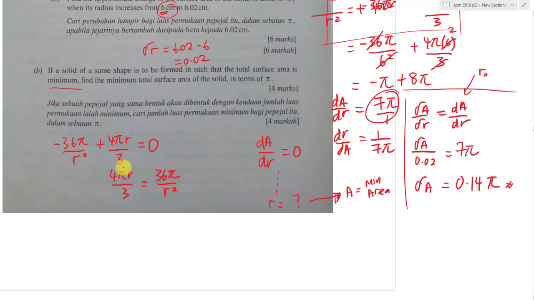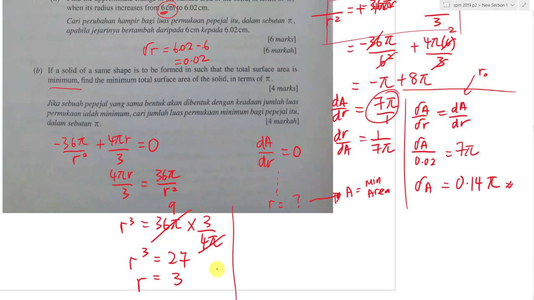And then I will group the R together because I want to find the R. So my R squared multiply R will become R cubed. The rest of the thing I'm going to move to the other side, become multiply 3 over 4 pi. 4 pi and this one simplify, I get 9. So R cubed will equal 27. My R equals 3. But remember, don't stop here, because the question doesn't ask about the minimum value of R. They ask about A. So you must substitute back into the A here.